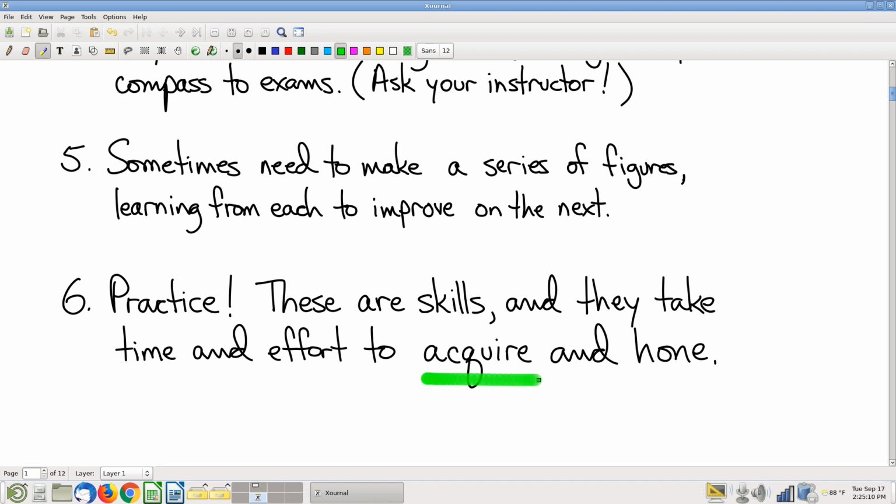So it's one thing to acquire a certain functional level of competence in being able to do it, but that doesn't stop there. You can hone these skills and get better and better, to the point that your figures can actually be pretty decent. Okay. All right. So let's talk about some specific skills.